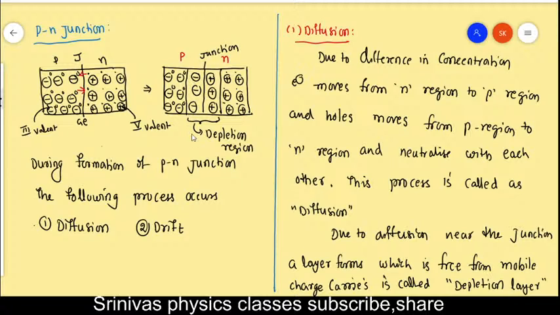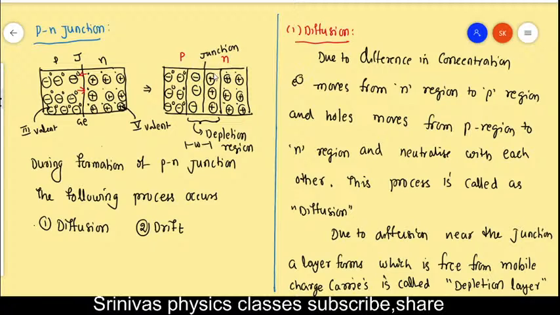Why? I will explain. After forming the depletion layer with a certain width, this is the width of the depletion layer. After that, if for example this electron is again trying to move from n region to p region, what happens?